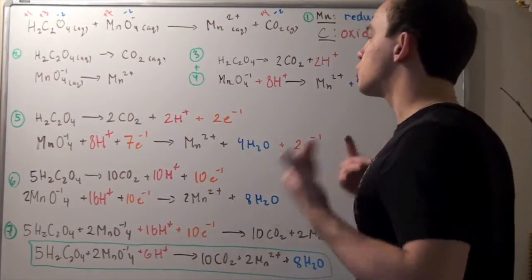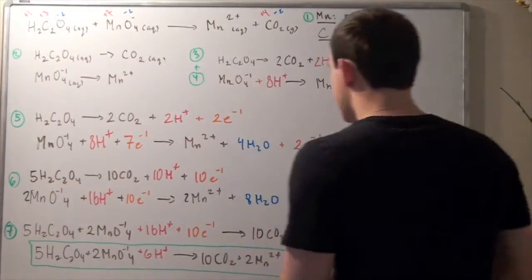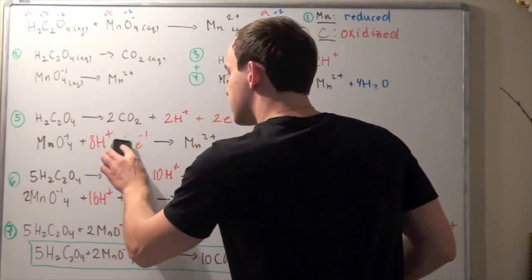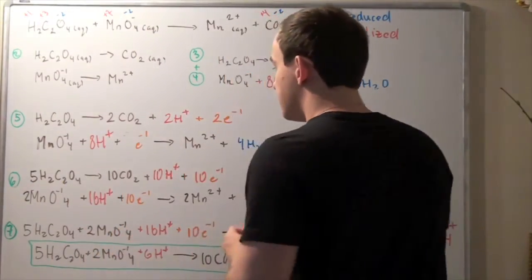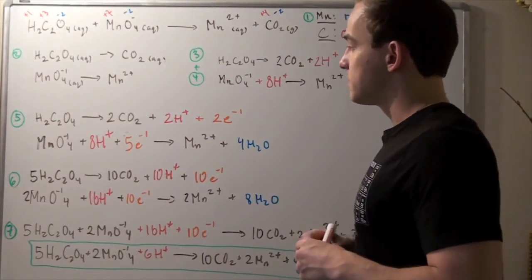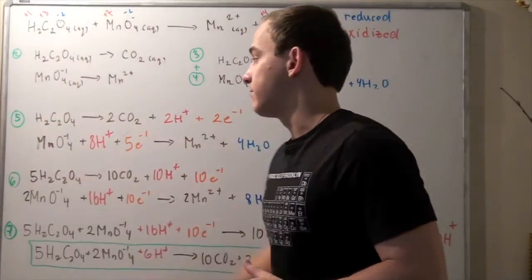That means I could subtract 2 electrons from both sides, and what happens is this one cancels out, and this one becomes a 5, because 7 minus 2 is 5. So I'm done with step 5.